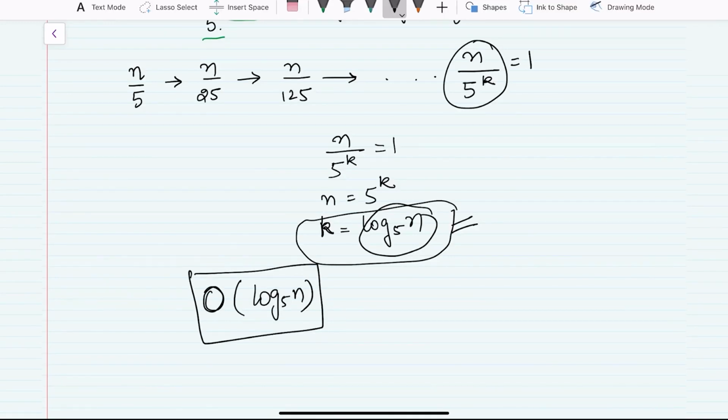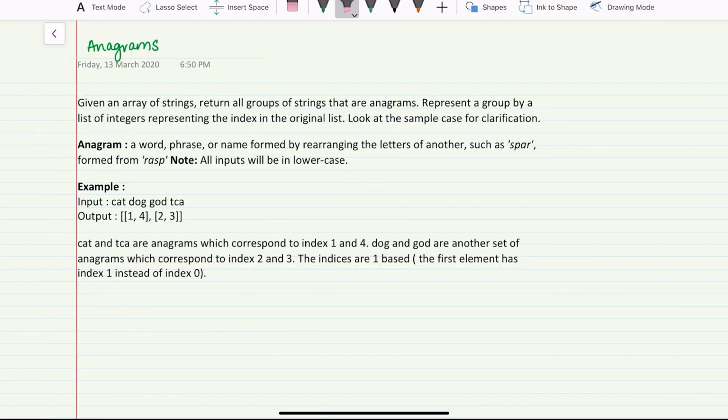So this was it. Let's talk about the problem Anagrams. Given an array of strings, you have to return all groups of strings that are anagrams. Represent a group by a list of integers representing the index in the original list. Let's look at this sample case for clarification.